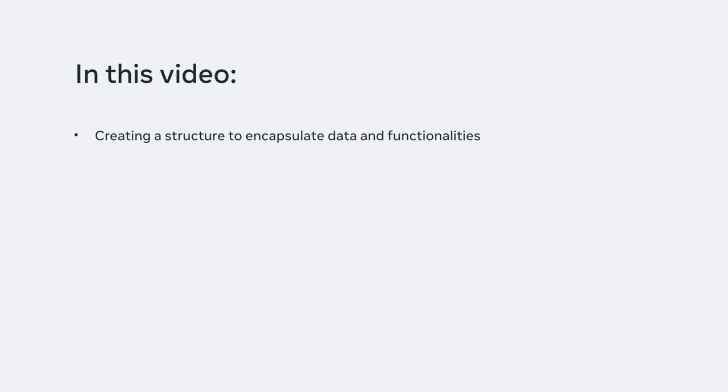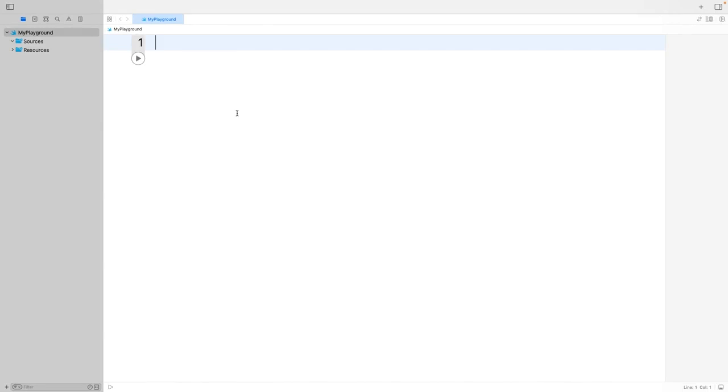Let's begin. First, I define a recipe structure instance by typing the struct keyword followed by Recipe and curly braces. Recipe is the identifier of the structure. Next, I need to add properties and methods to encapsulate the relevant data and functionalities inside the structure. The properties and methods are added to the structure definition between the curly braces.